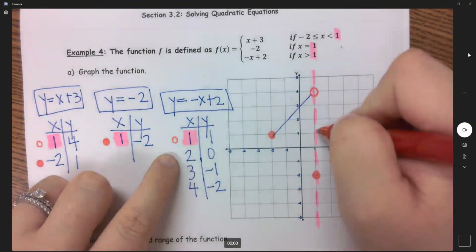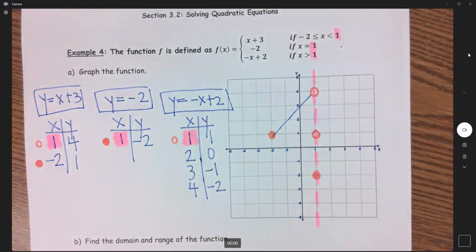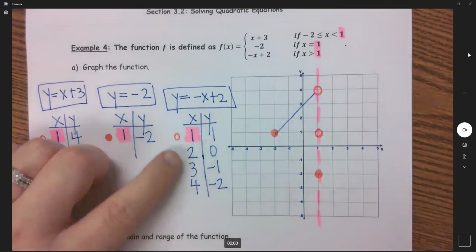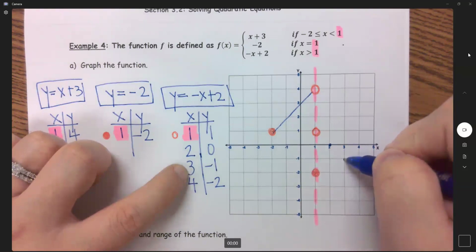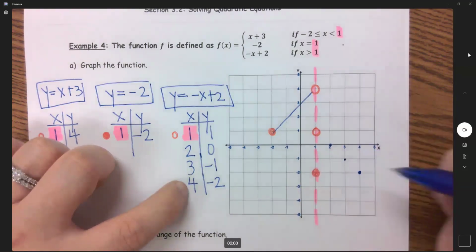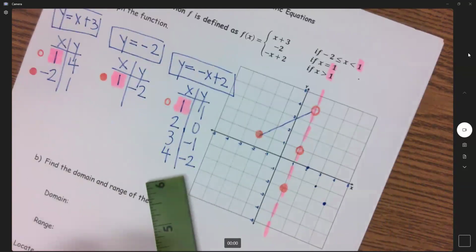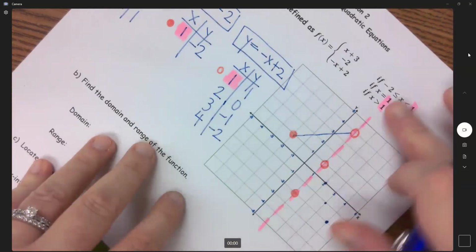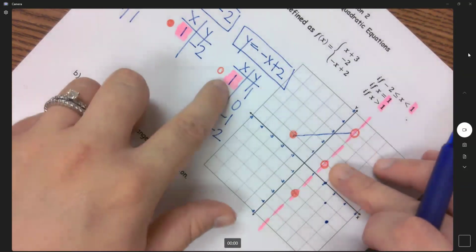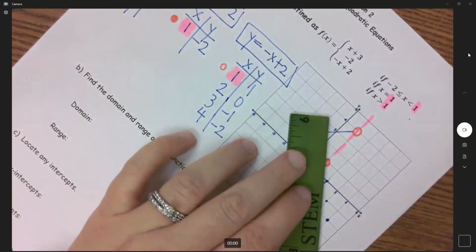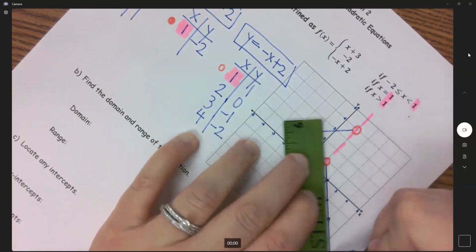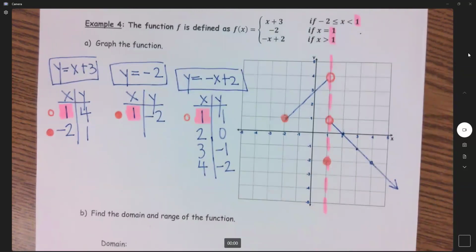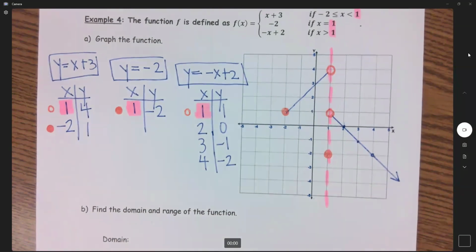So at 1, 1, we have an open circle. And then we have regular points at 2, 0, 3, -1, and 4, -2. So we'll start at where this line is, or that open circle, that first point, and go through the rest of these. Okay, so here is my piecewise function. So let's answer our questions now.